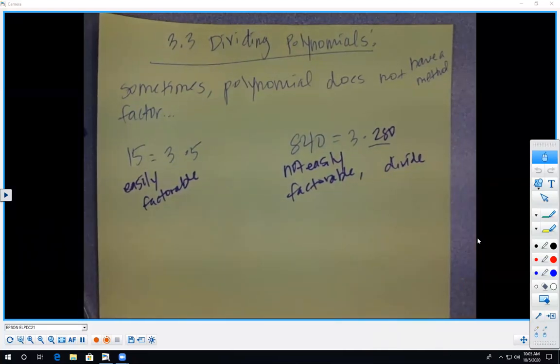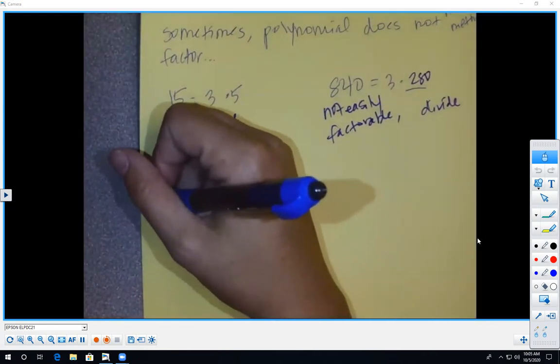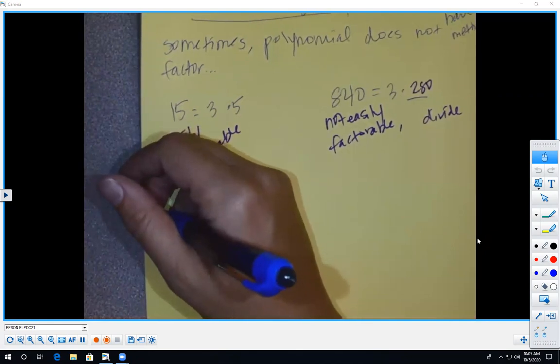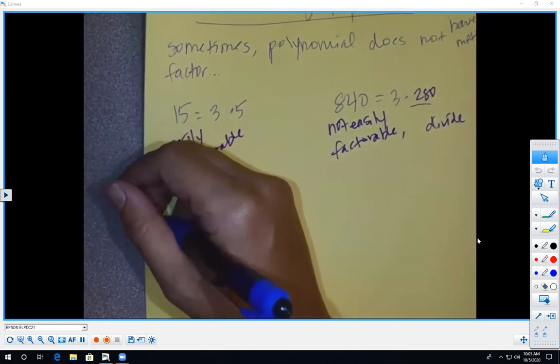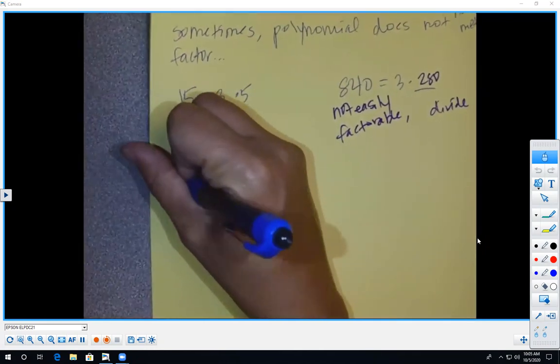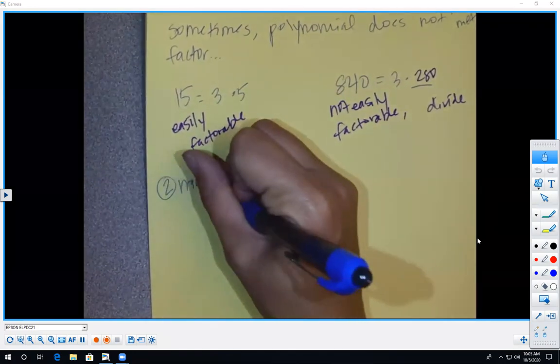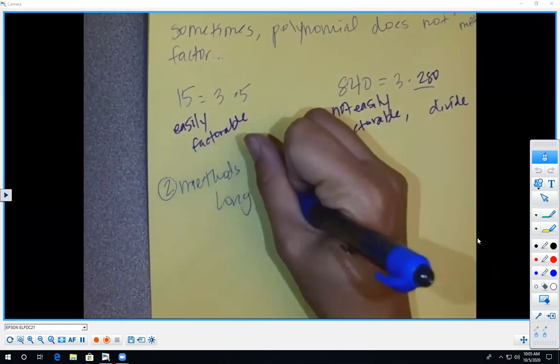Okay, so we have 2 methods for factoring. One that is long, but it works every time. And another that is a shortcut, but it doesn't work every time, just most of the time. Okay, so 2 methods. The first one we are going to learn is long division. Guess what? That's the long one.